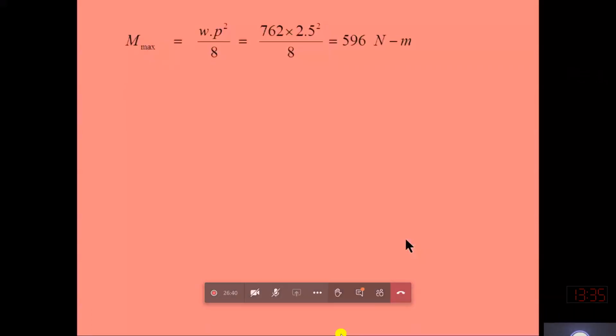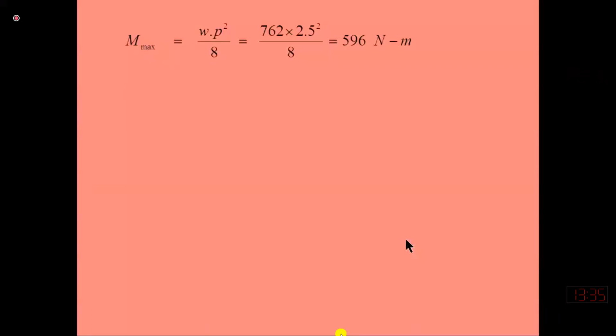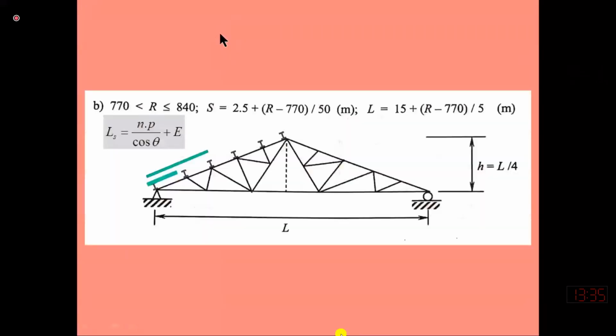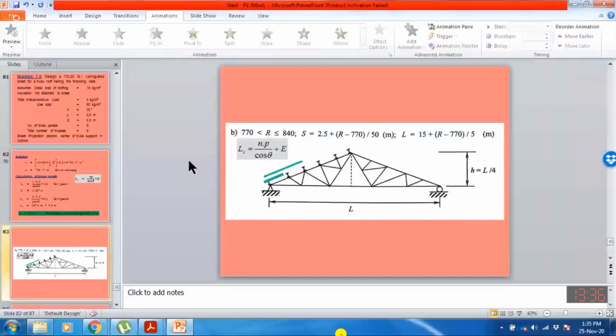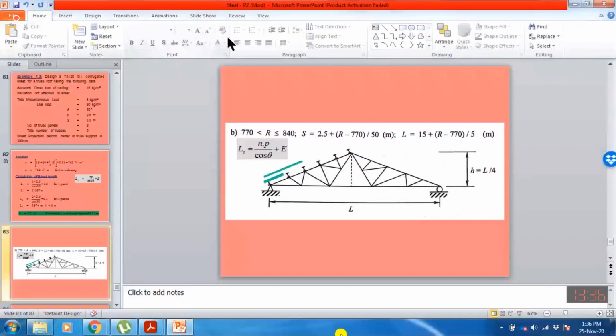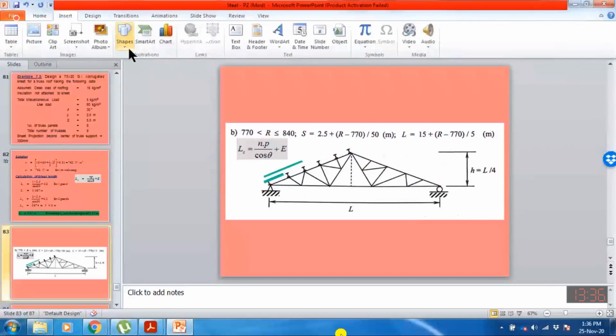Next, we will compute the moment. Actually, we need to design this as a beam. The sheet is simply supported within the panel length. For panel length, we need to consider the horizontal distance because load is acting in the gravity direction. Again, if you want, I may show with the p value.